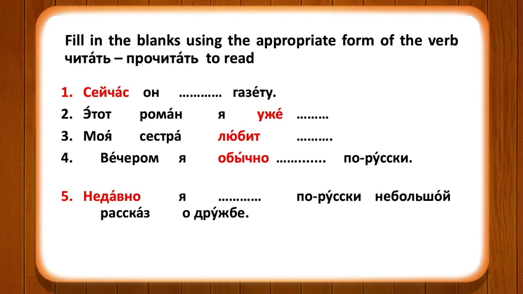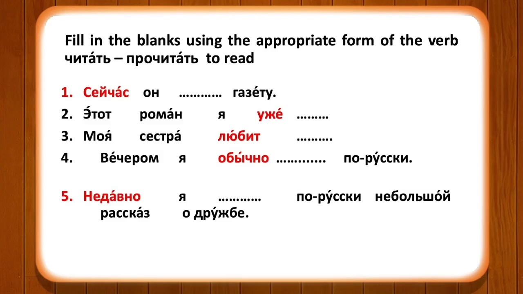Let us do some exercises to understand the use of the aspects, the perfective as well as the imperfective aspects. The exercise is to fill in the blanks using the appropriate form of the verb читать, прочитать. Читать, прочитать means to read. In the following sentences, let us try and use these verbs paying attention to the meaning of the aspect.